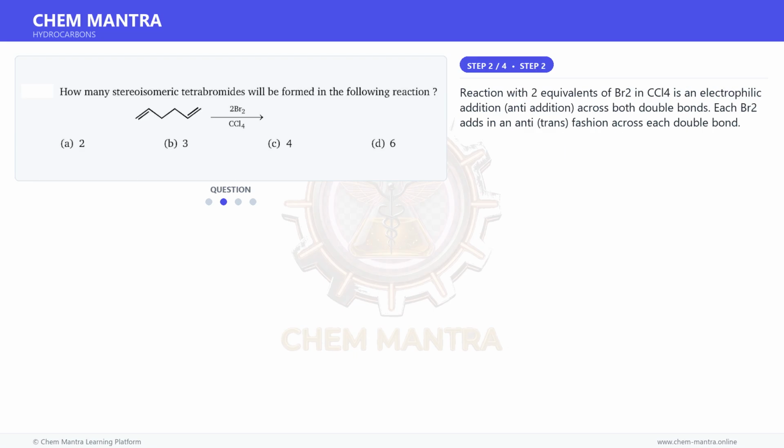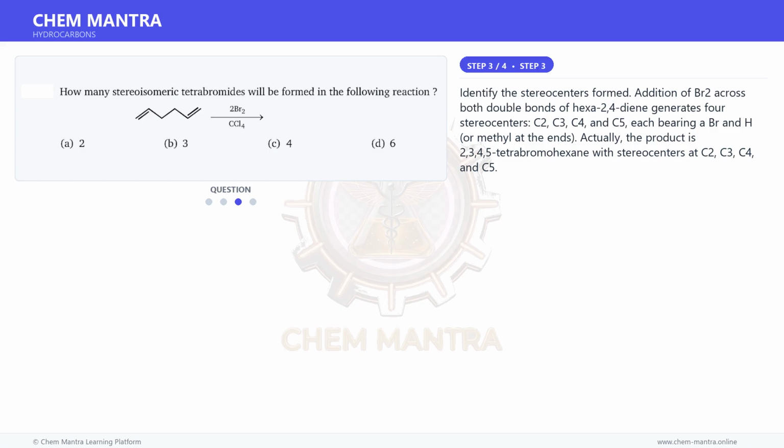Moving on to the next step. Reaction with two equivalents of Br2 in CCl4 is an electrophilic addition, anti-addition, across both double bonds. Each Br2 adds in an anti, trans fashion across each double bond.